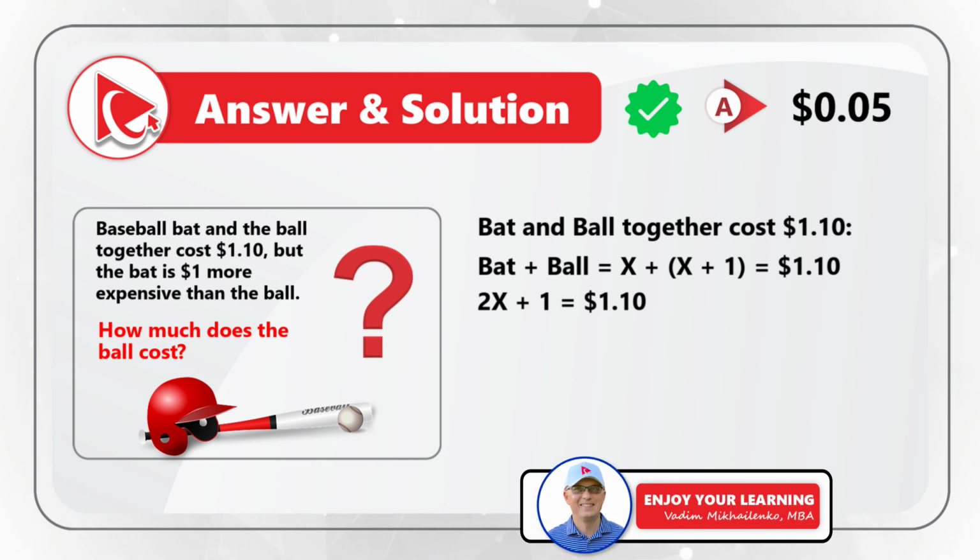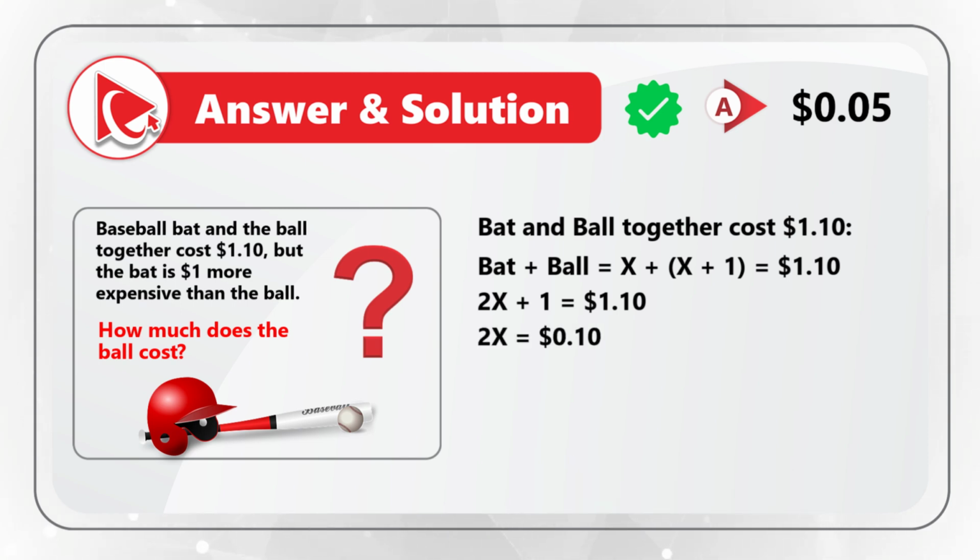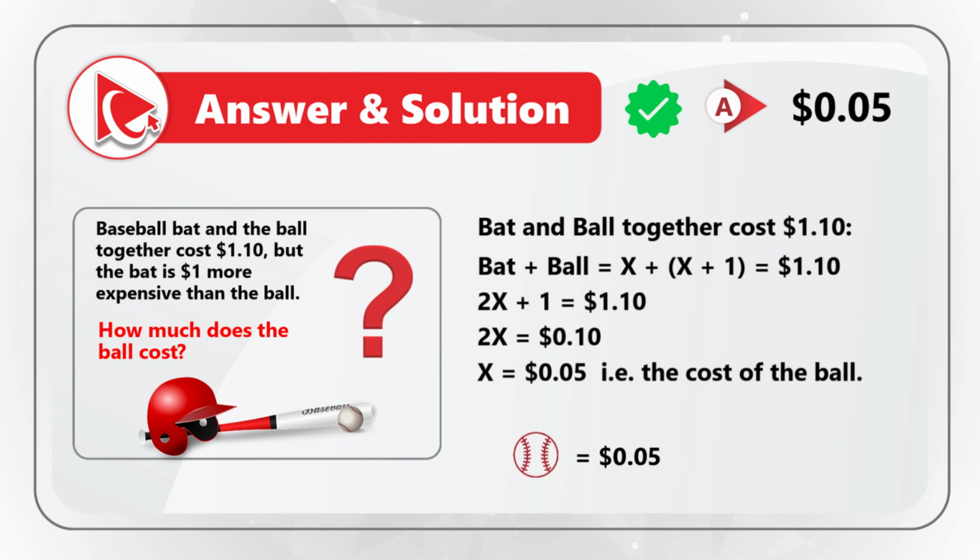If we simplify, we would find out that 2x equals 10 cents, which basically means 2 balls equal 10 cents, which means that the cost of 1 ball, which means that x equals 5 cents. That tells us that the cost of the ball is 5 cents and the cost of the bat is $1.05.